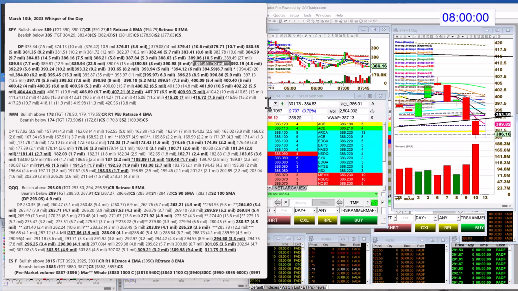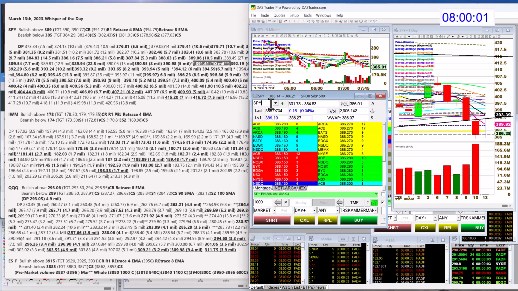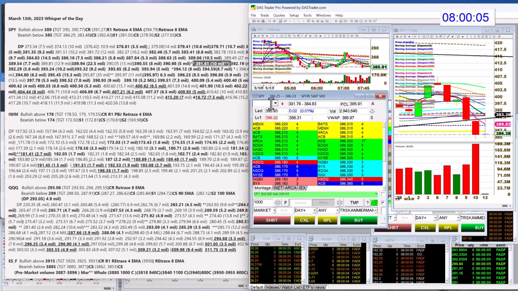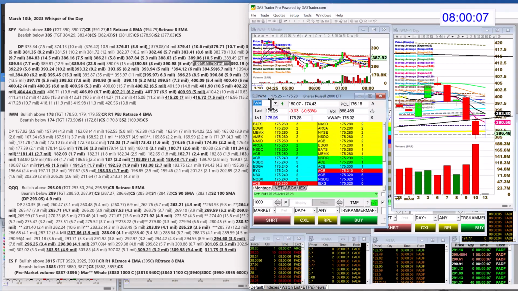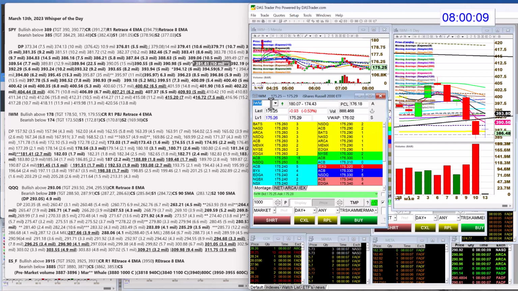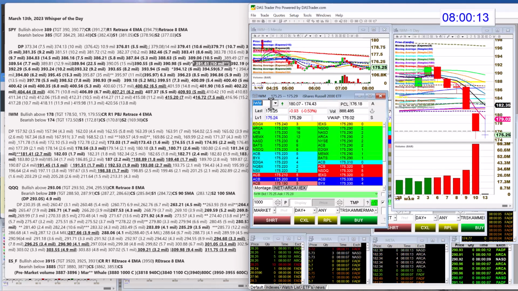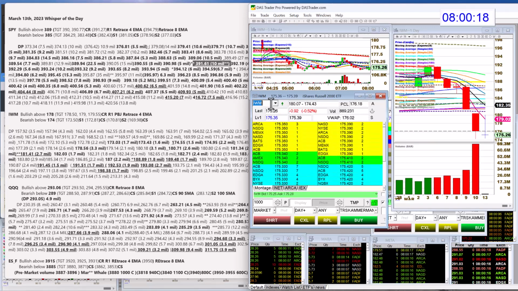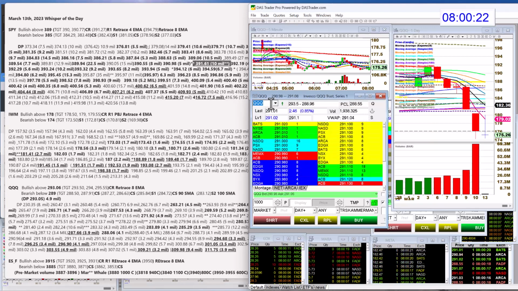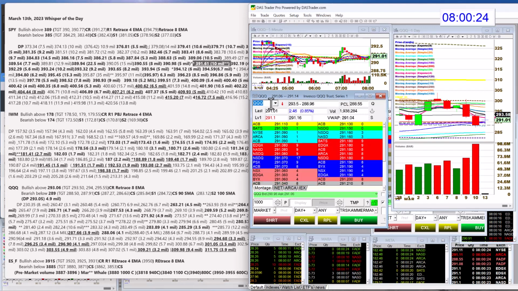And we are going to be bearish below 385 for the SPY. Let's check out the Russell, the IWM. All right, we're going to be bullish above 178 and bear below 174. This is definitely taking the biggest hit with the financial stocks, which are very weak this morning. However, the tech stocks, looks like the money flow is flowing in there a little bit.